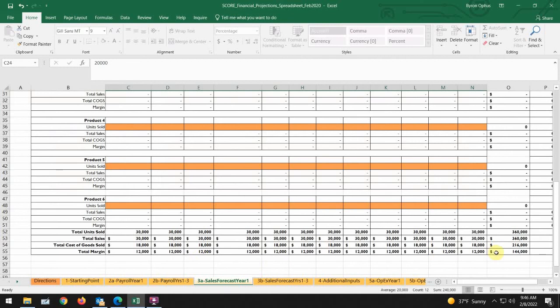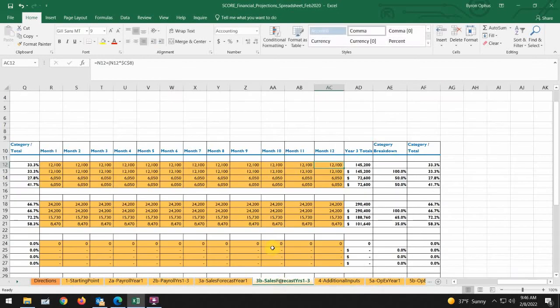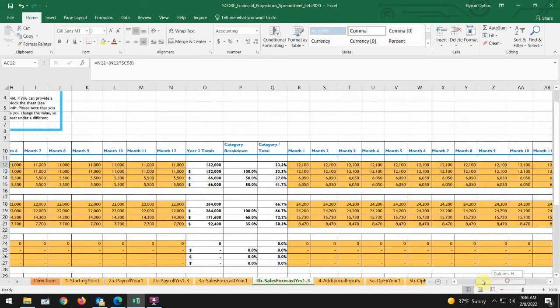So take a look at those yourself, kind of compare them. You're also going to have some operating expenses too, and we don't know what those are yet. Okay, but you're going to need to have enough margin here to cover those operating expenses. Sales forecast years 2 and 3.